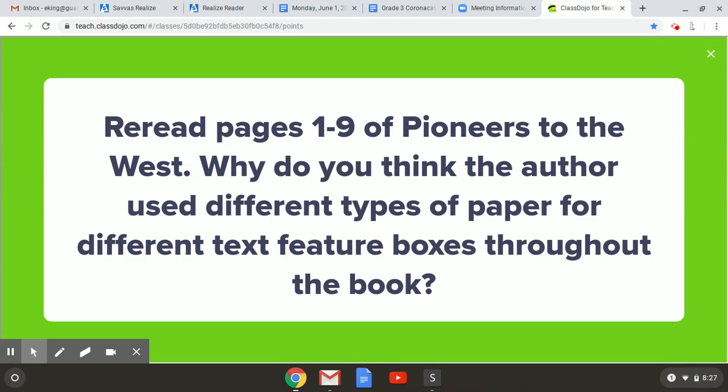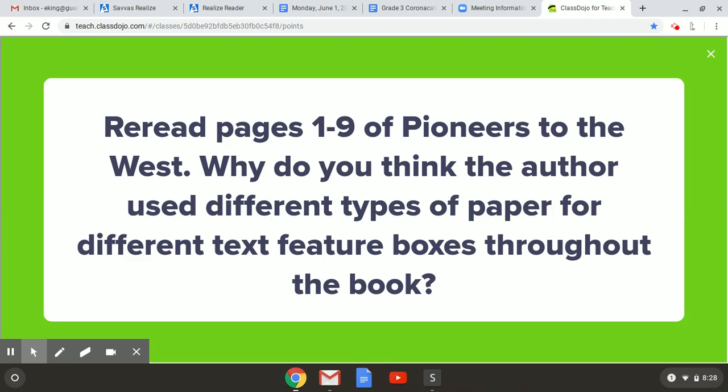We are starting a new anchor text today. We finished our Johnny Appleseed unit, which was Unit 5, Module A. Now we're going on to Unit 5, Module B. So if you need to go back and do a close read, make sure you go into the Pearson Realize website, click on Unit 5, and then we're in Module B.